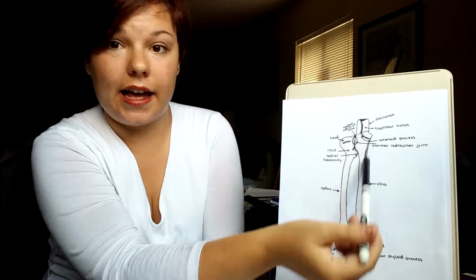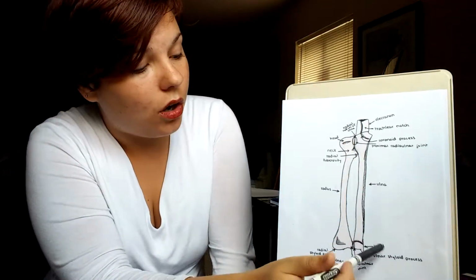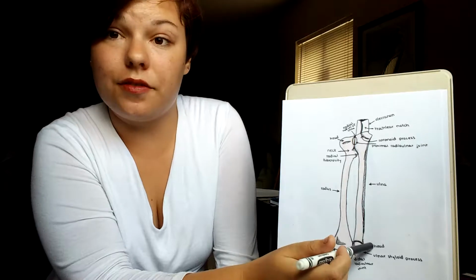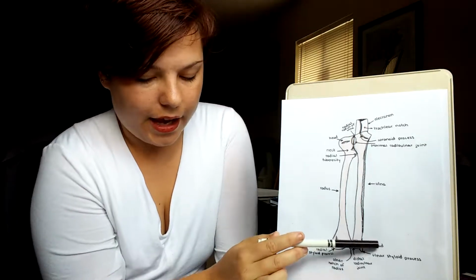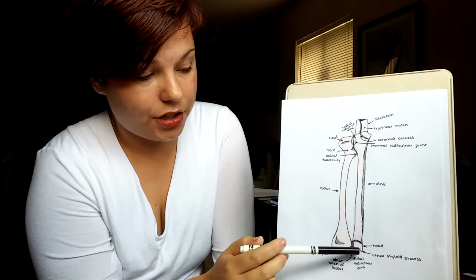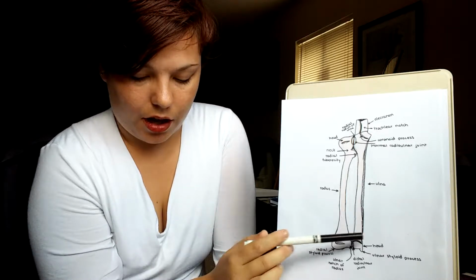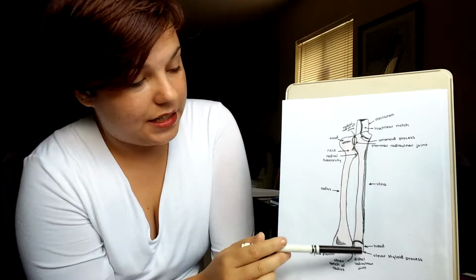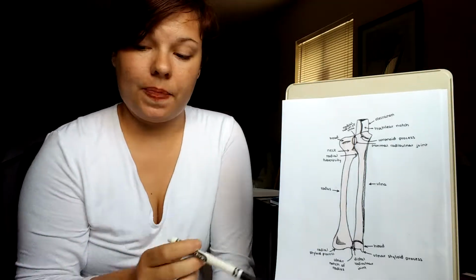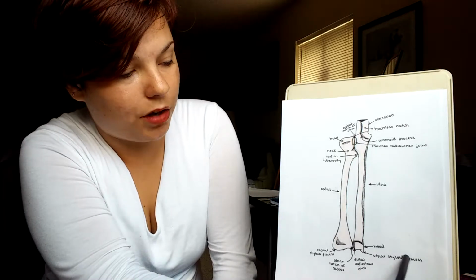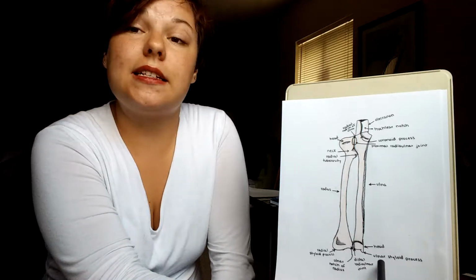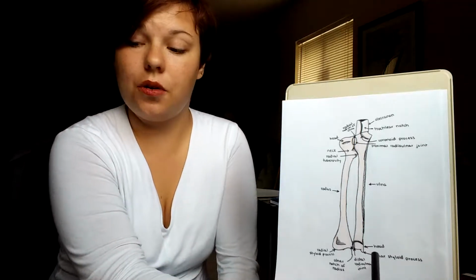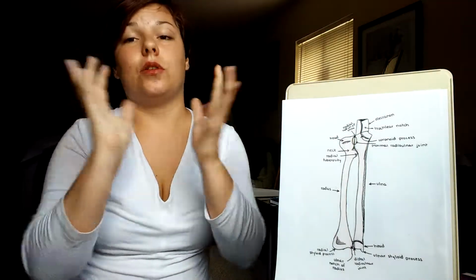Next, we have the head, and the head of the ulna is at the distal end of the bone. It articulates with the ulnar notch of the distal radius to create the distal radial-ulnar joint. Finally, we have the styloid process of the ulna, and this is the attachment point for connective tissue that brings the distal ends of the radius and the ulna together.